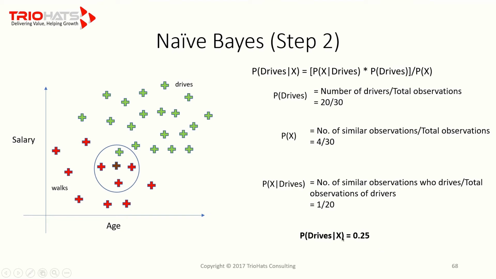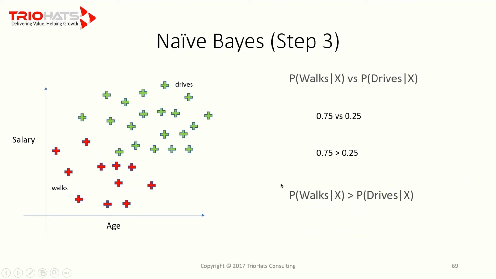In the same way we calculate for driving also, and the value comes up to be 0.25. Now we'll compare the two, and we know that 0.75 is greater than 0.25. So this new data point belongs to the walking class. So that is what naive Bayes does. It classifies a point to a certain category.